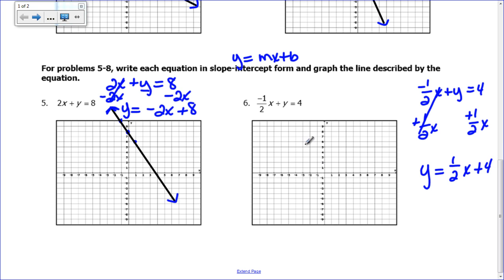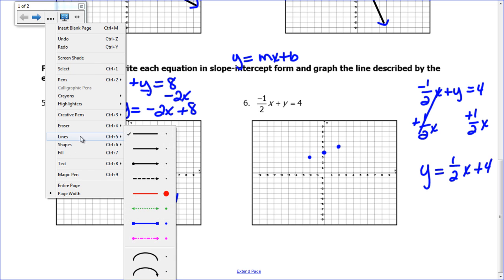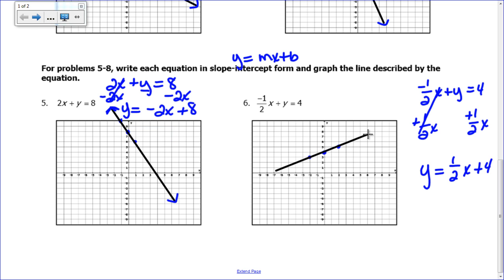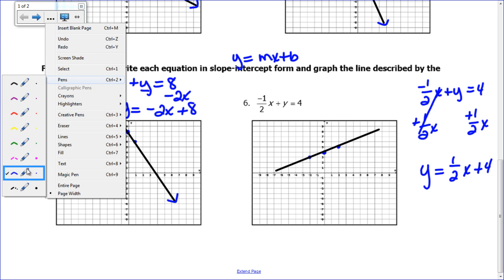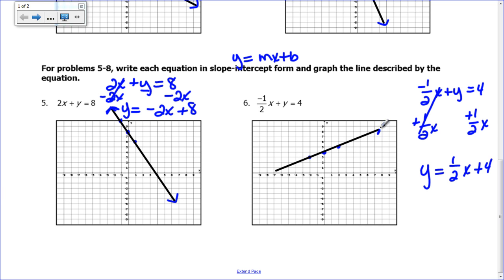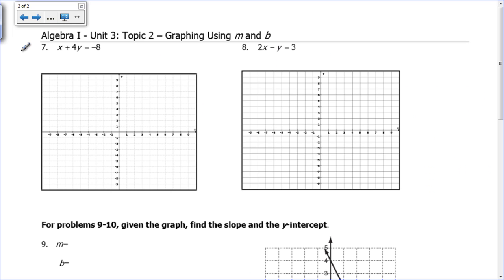So now my y-intercept was 4, and my slope is 1/2. So up 1 over 2, or down 1, left 2. So I have my points, connect them, and make a line. And so that's how you do that. You get the y by itself, then you graph. Excuse me. So now let's look at number 7.